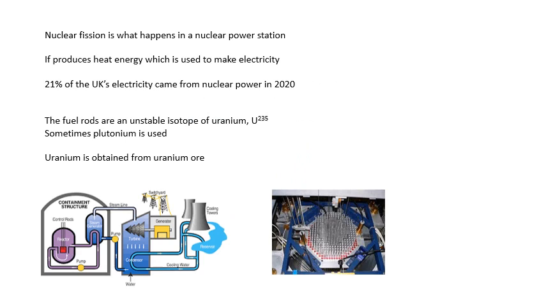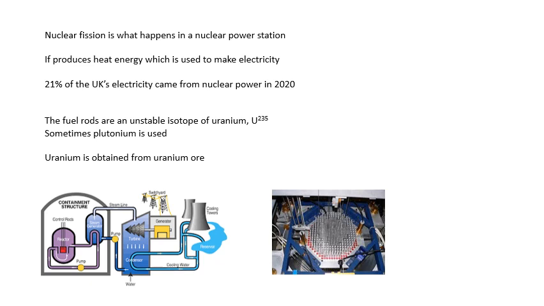Now, nuclear fission is what happens in a nuclear power station. There's one pretty close to me at Hartlepool. Nuclear fission produces heat energy, and then with that heat energy you make electricity. And in 2020, which is last year, 21% of the UK's electricity came from nuclear power.